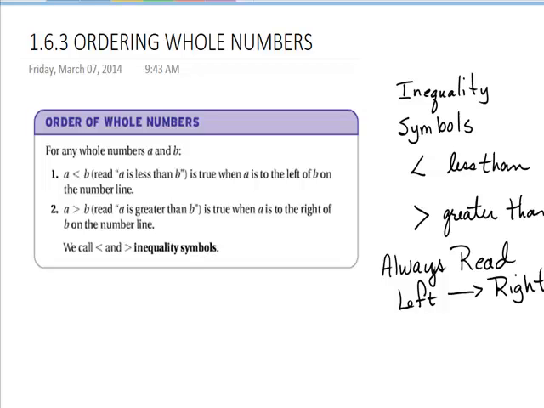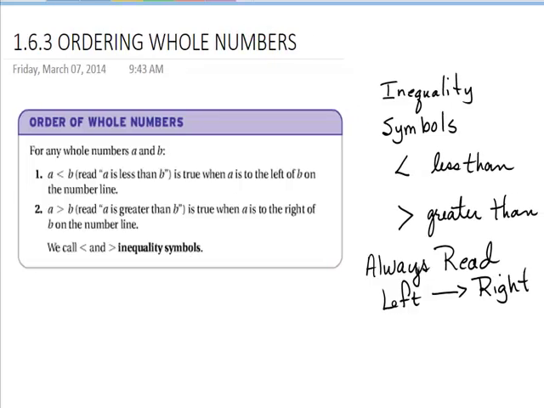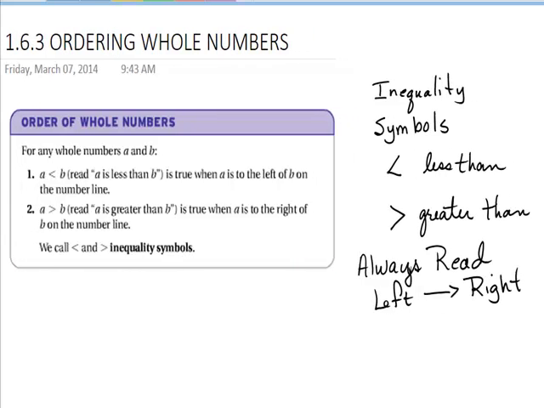Okay, in this lesson we're going to continue to work with whole numbers, but we're going to talk about ordering whole numbers. In other words, we're going to look at a couple of whole numbers and talk about which one is greater, which one is smaller, and then use what's called an inequality symbol to designate that.